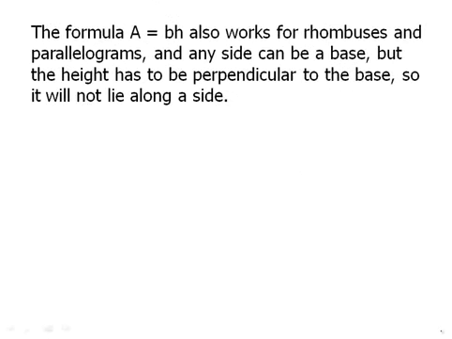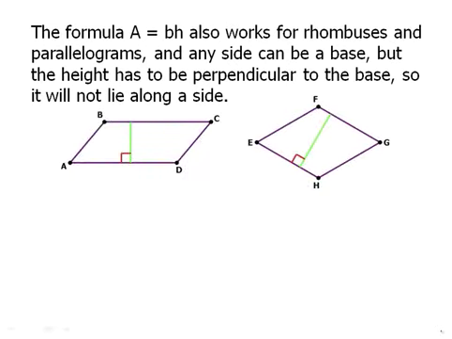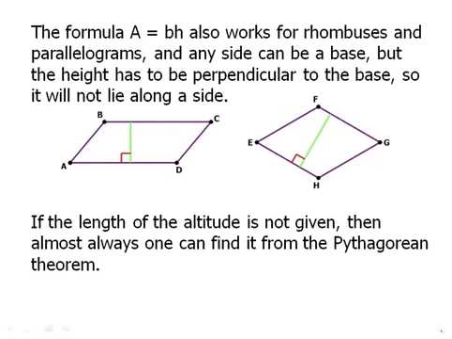The area A equals B times H also works for rhombuses and parallelograms, and any side can be a base, but the height has to be perpendicular to the base. So the height will not lie along a side. Instead, the height will be what's called an altitude, a line perpendicular to the base. And so we need to find that height. If the length of the altitude is not given, then almost always one can find it from the Pythagorean theorem.